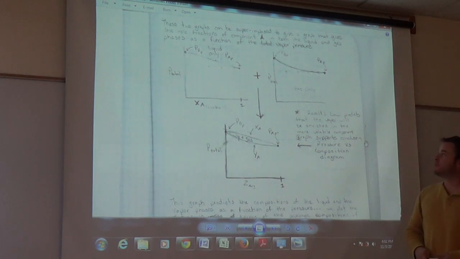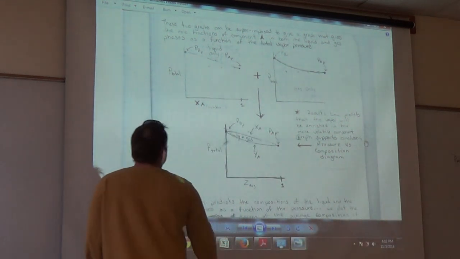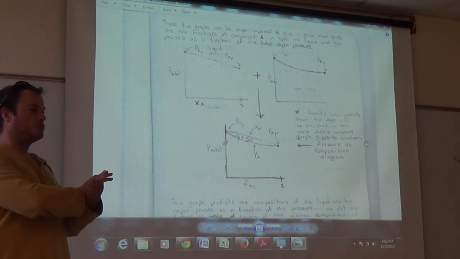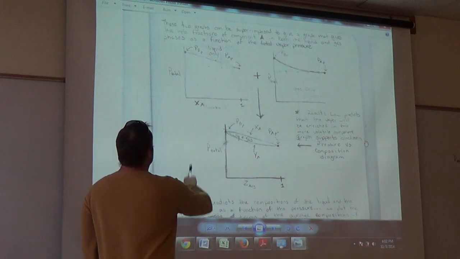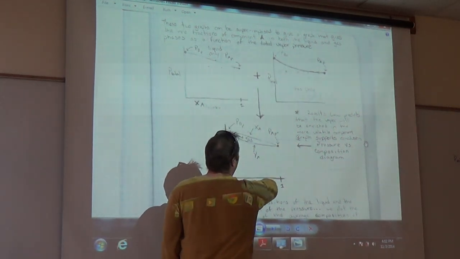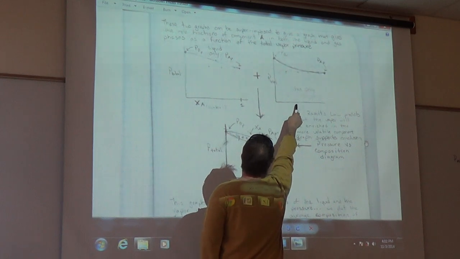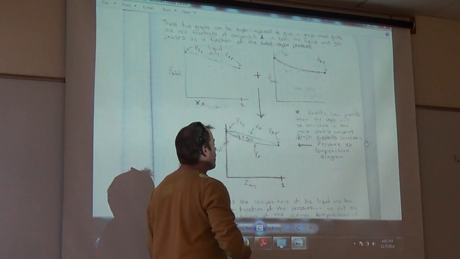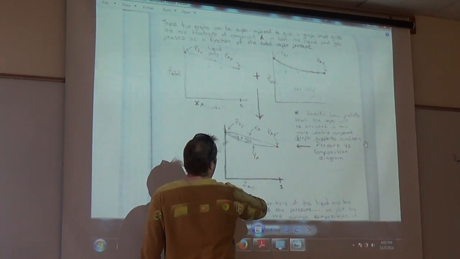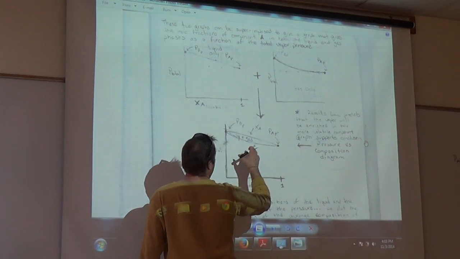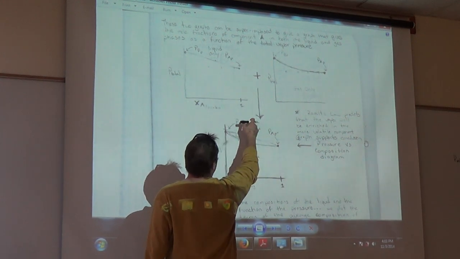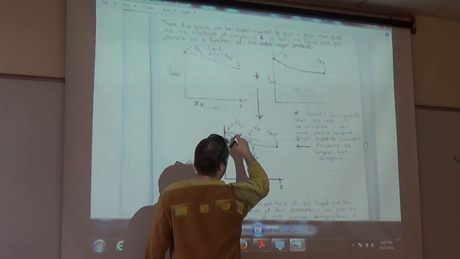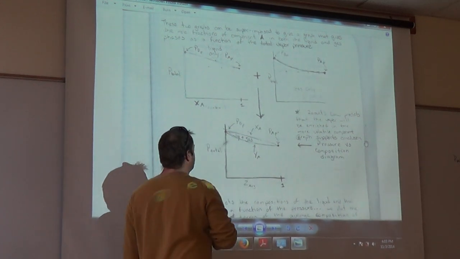So you can take these two graphs and stack them on top of each other along a common axis. Remember that XA and YA both begin at 0 and end at 1. So this is YA on that axis. You bring these two together and the curves stack on top of each other. The curve for the liquid phase sits at the top, and the gas phase mole fraction curve sits right below it.